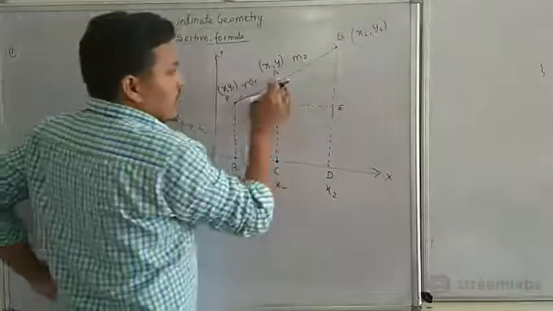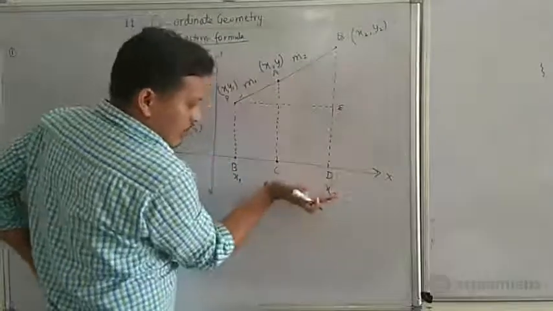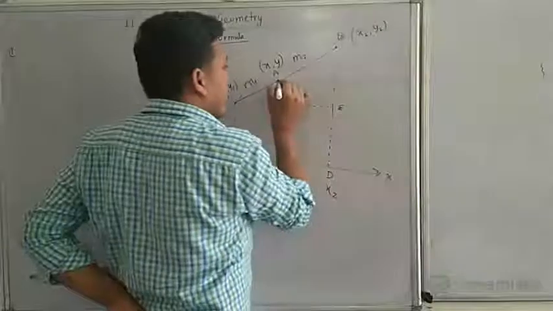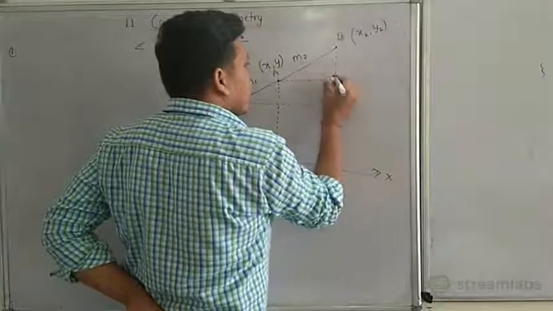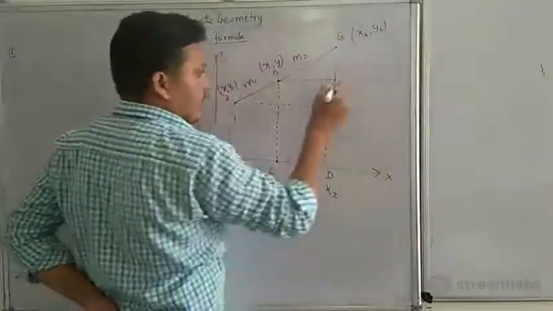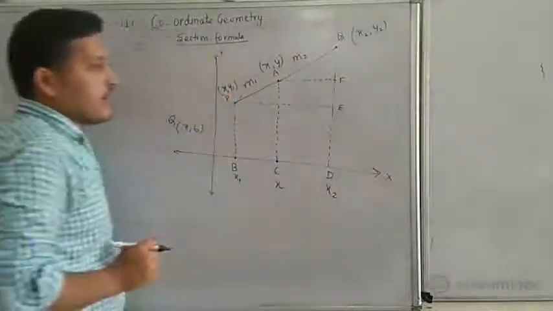Next, similarly, draw a line parallel to the x axis from point A, which intersects QD at point F.